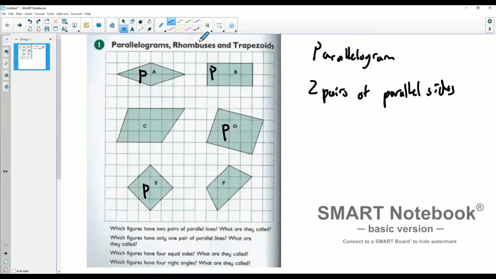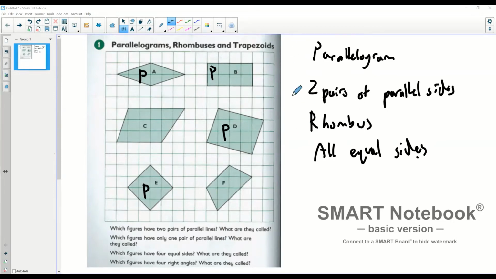Now, what is a rhombus? So all of these are four-sided shapes. A rhombus has all equal sides. It should also be noted that every single rhombus is also a parallelogram because of just how it works out.